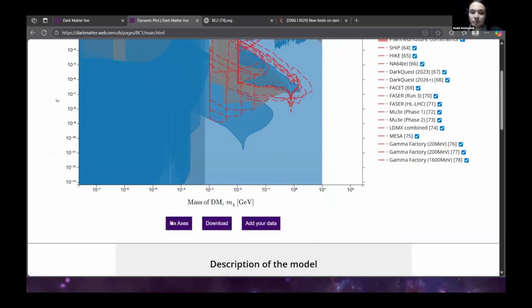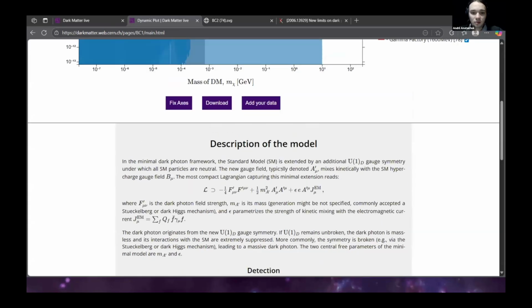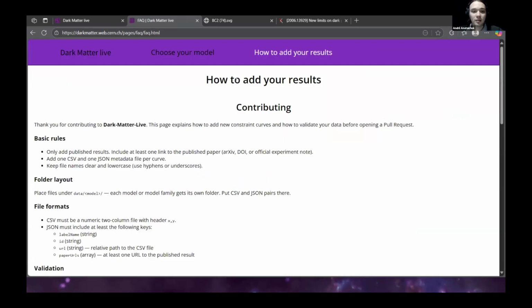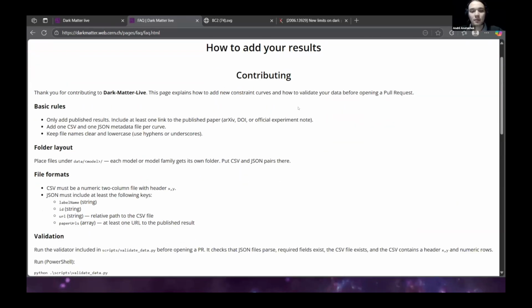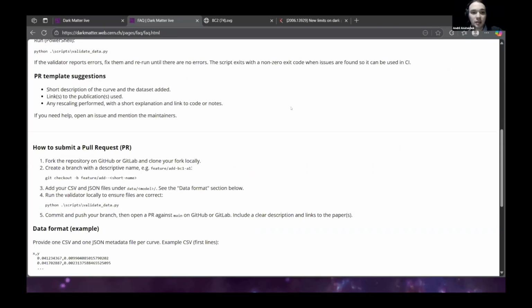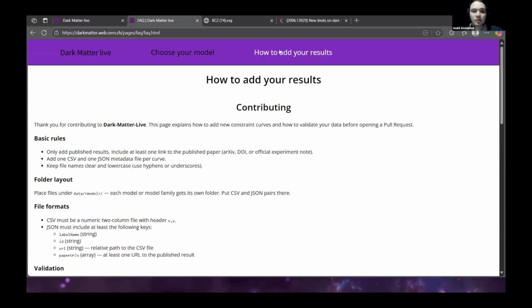And also, to download pictures, you can fix the axes as you want, to make a plot as you want, for example. Yeah, and there is a small description for the model and for the detection methods, and an explanation of how you can actually add your data, on another page.